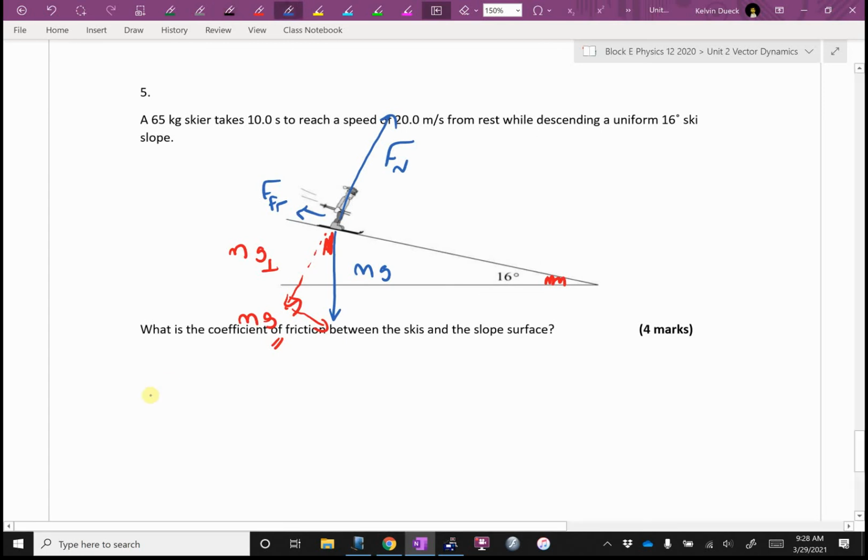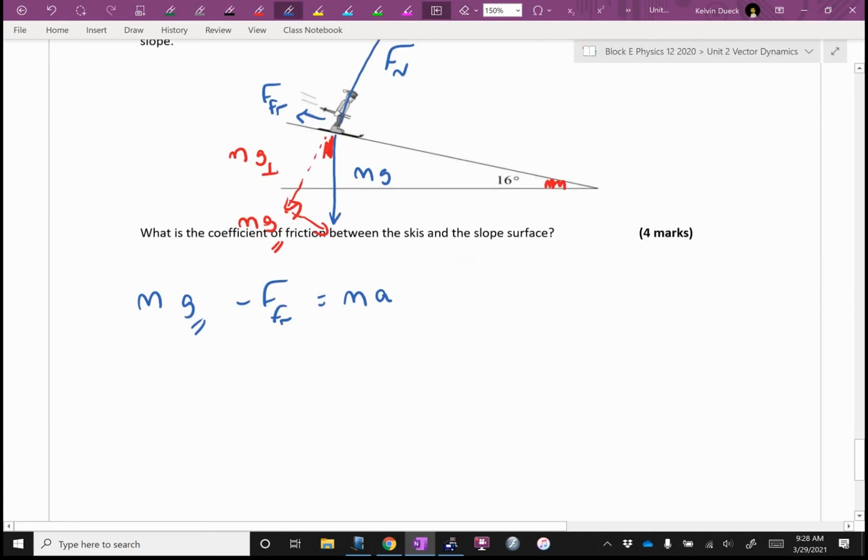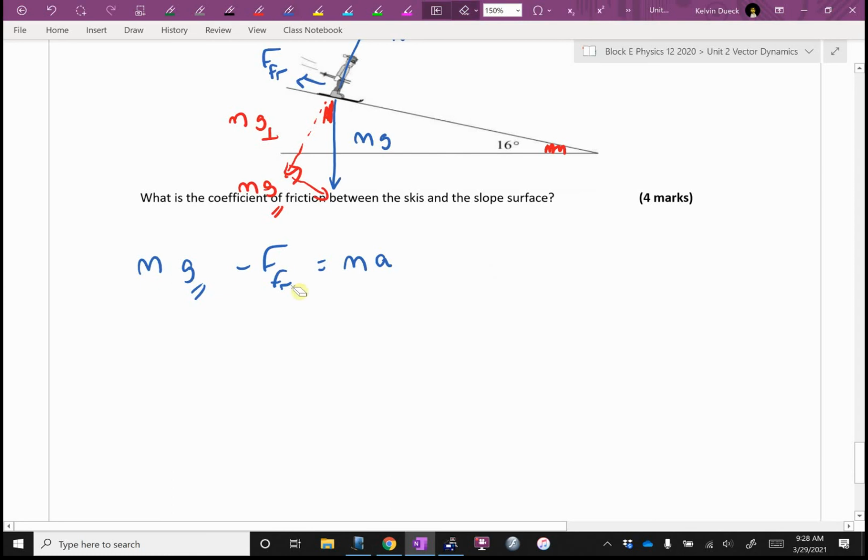Who's winning? mg parallel. Sorry, not M2, just mg parallel. Who's losing? Friction. What's that going to equal? ma. They want me to find mu. Mu is hidden inside of friction, so I'll get the friction by itself. I'll do a swappy dance. I'll get M2G parallel minus MA equals friction. Armand, friction is what times what? So this is going to be M2G parallel minus MA equals mu.